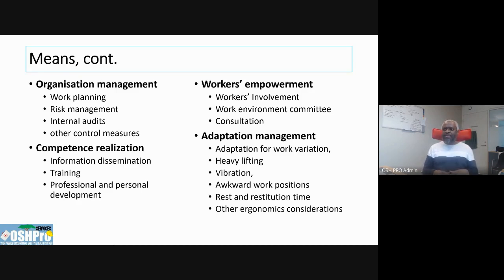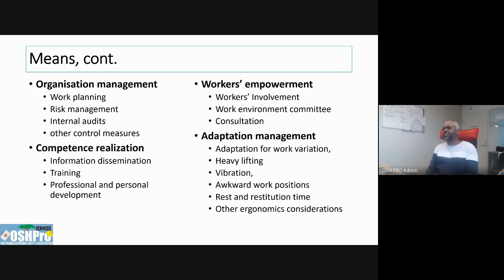People working in building construction sites, maybe they work in awkward positions, very, very strange position, because they have to reach out on something. Then there should be adaptation management so that they don't work in those awkward positions. There should be time to rest and to restitute.